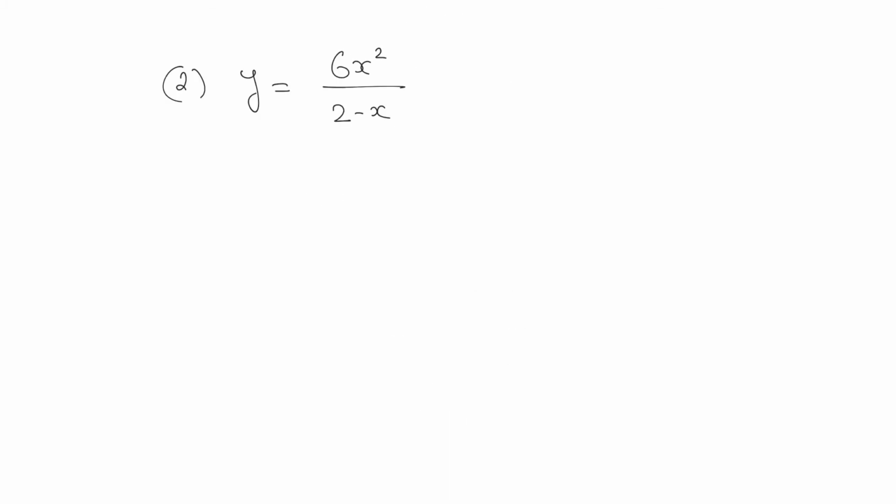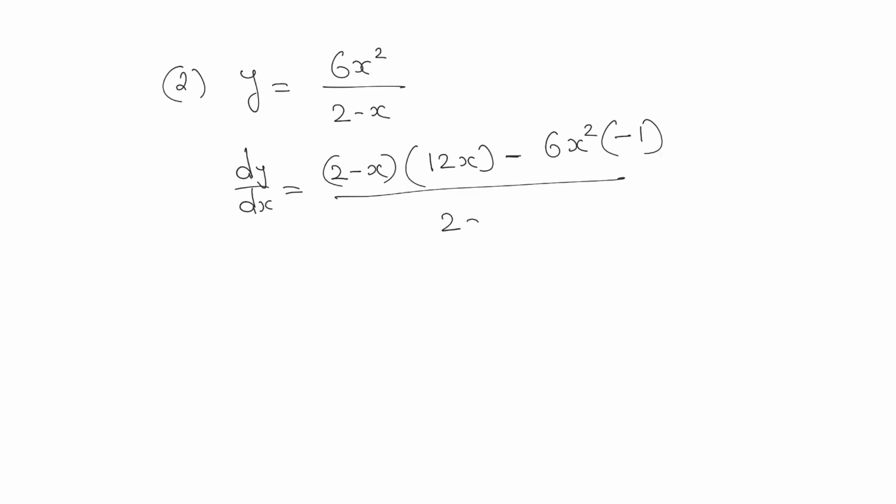We'll take one more example. It is given that y is equal to 6x² divided by (2 − x), and our aim is to find the value of dy/dx. So we can write by using the quotient rule. First we write the denominator, that is 2 − x, into the differentiation of the numerator, that is 12x, minus the numerator, that is 6x², into the differentiation of the denominator. The differentiation of 2 is 0 and of −x is −1, divided by the square of the denominator, that is (2 − x) the whole square.